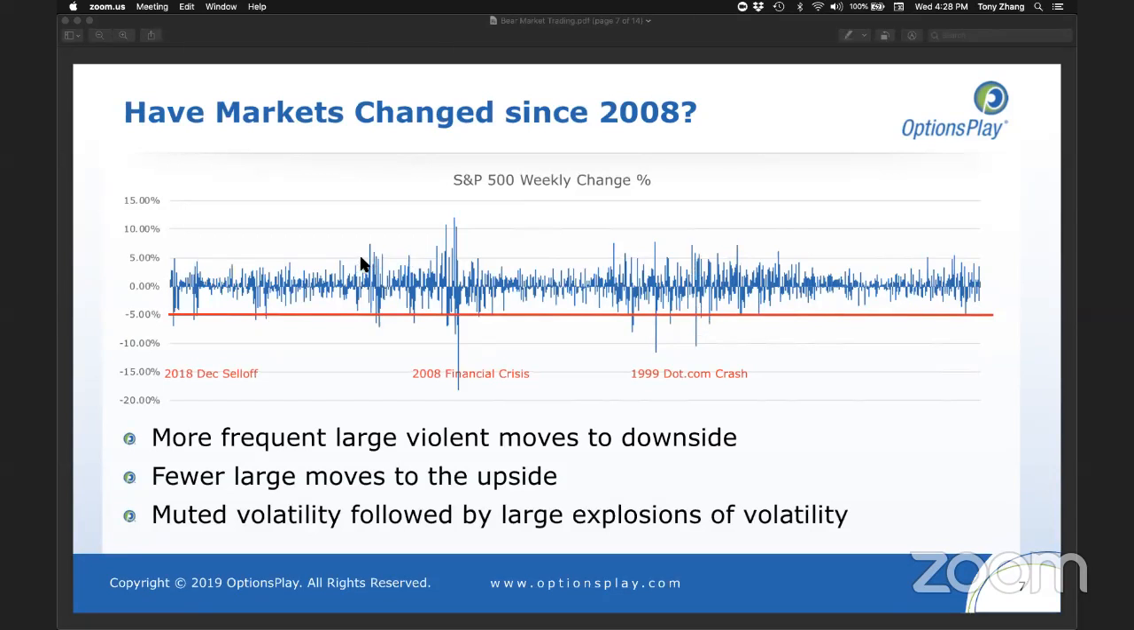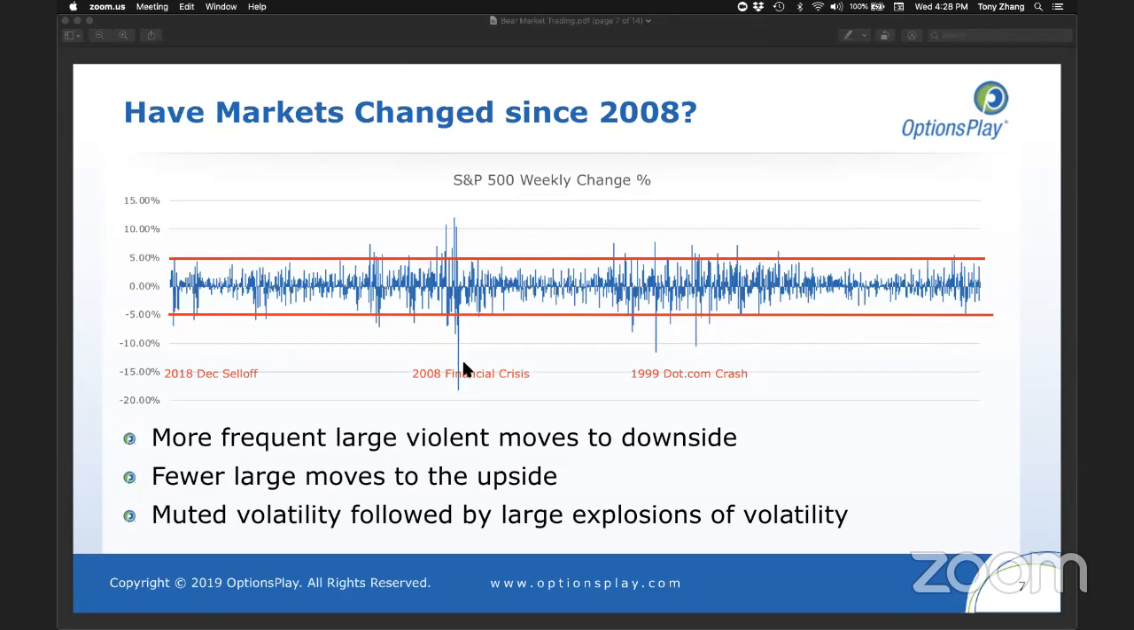resulted in a positive move to the upside. So every single time we saw a move to the downside that was greater than 5%, we generally saw a positive move to the upside. Almost every single time we had a major sell-off, it was followed by a major rally. And as you can see, there were multiple times where the market rallied greater than 5%.